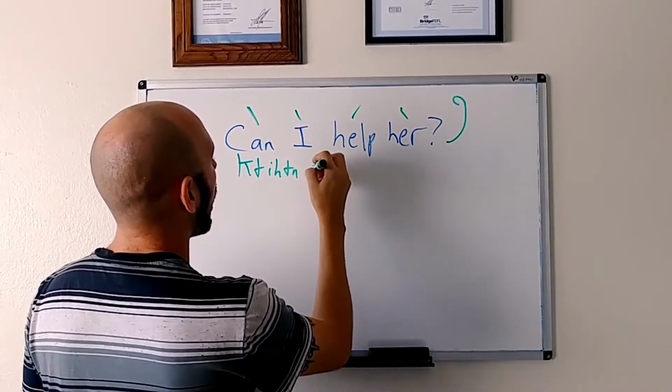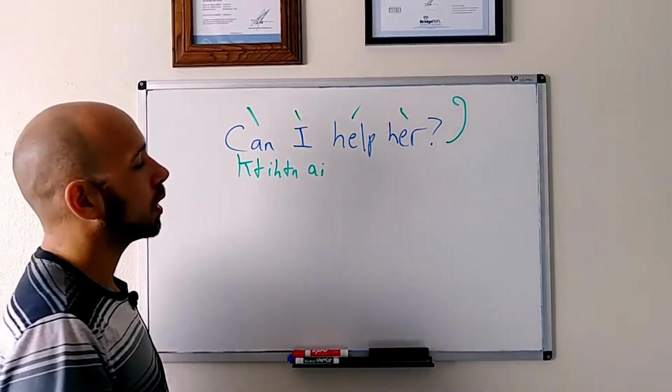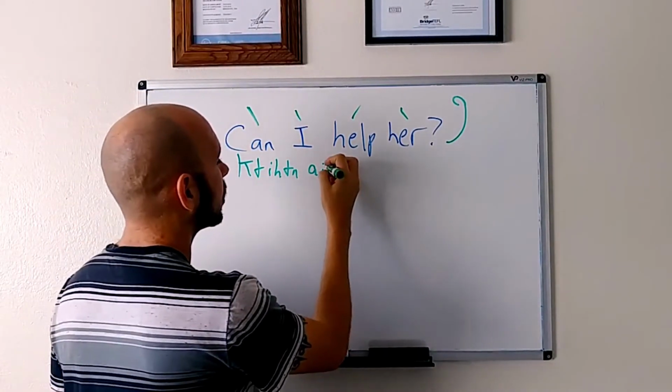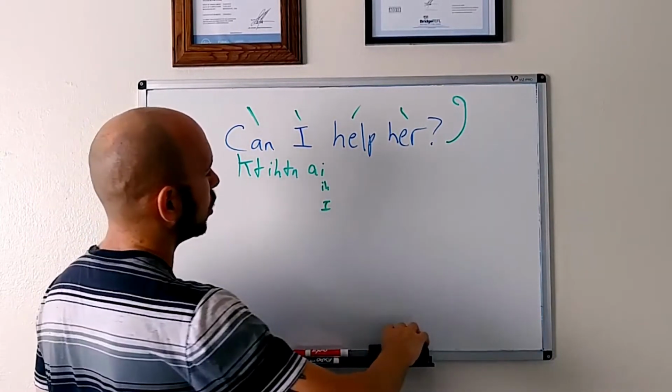Here we have I, which we know is a diphthong. So we start with a, we end with I, not E, sounds like E, but it's just I, which is, again, that second vowel sound, looks like a capital I in IPA.